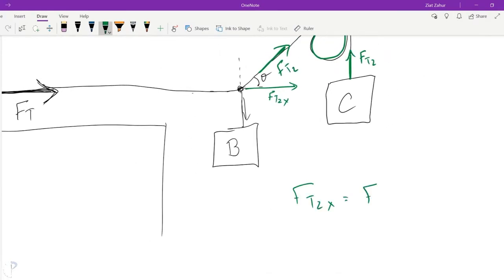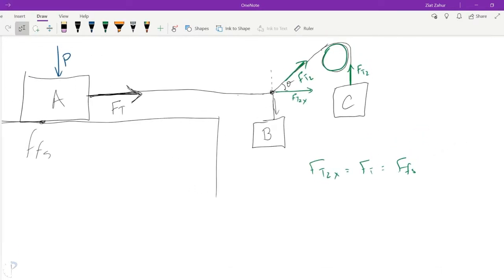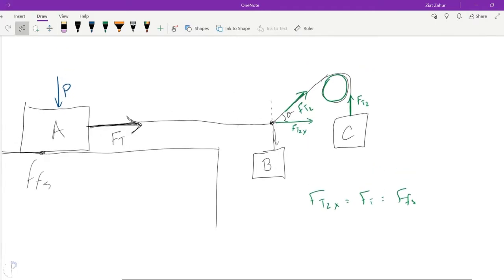F2x is equal to Ft, which is equal to the static friction force. So it was just Ft cosine theta. That's all it was. I believe they gave you the other angle. They gave you the angle from the vertical, but you can use 90 minus that angle. We'll call this phi. 90 minus phi equals theta.